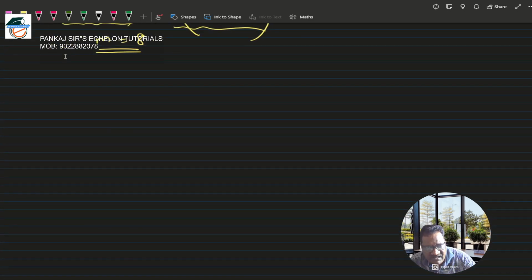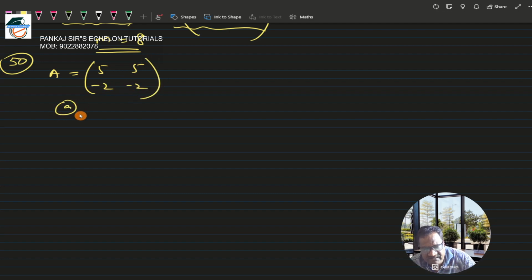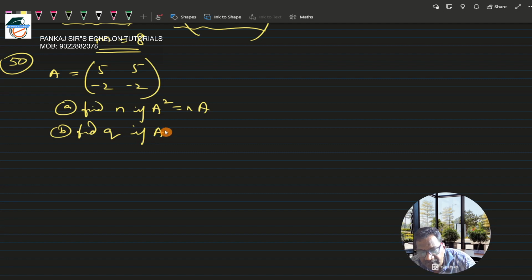And now coming to the last question, and that is the 50th one. It is saying that a is equal to 5, 5, minus 2 and minus 2. Sub question A is you have to find out n if a square is equal to na, and B part is you have to find out q if a cube is equal to q times a. Okay, so as usual, let us first find out what is a square first.